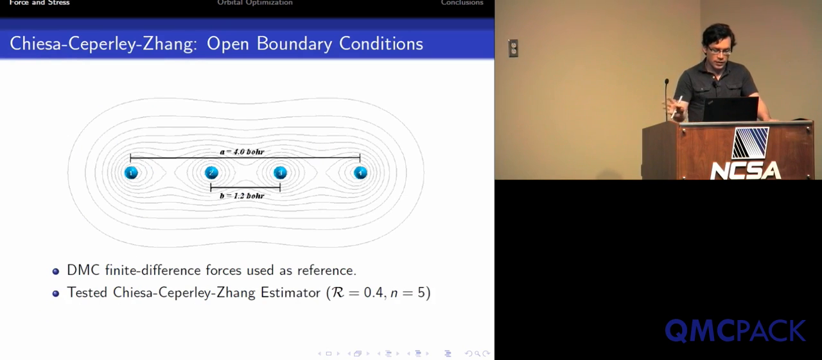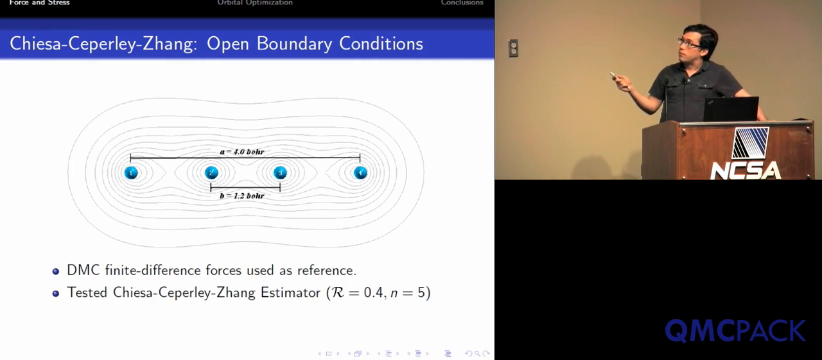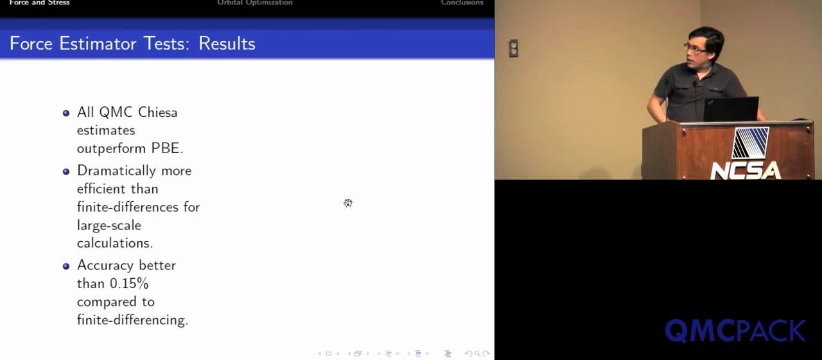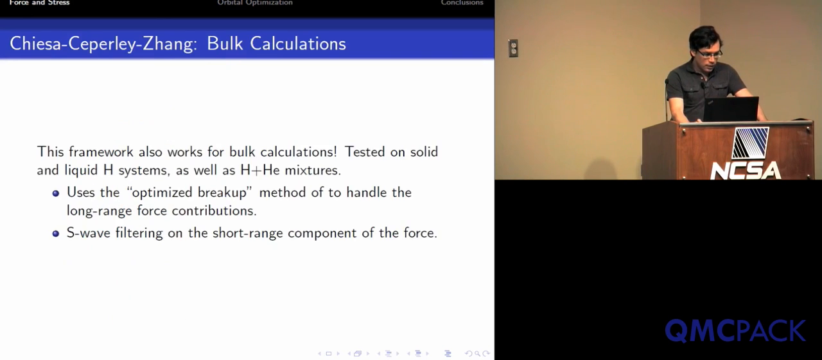So anyways, we've done several tests of this. One of the first things I did was comparing this estimator against finite differences. We just picked 4 hydrogen atoms and squeezed them together. Okay, well, you can take my word for it. That figure was amazing. But basically, there's a small systematic bias, about 0.15% error off of the finite difference results. So it's pretty good there.